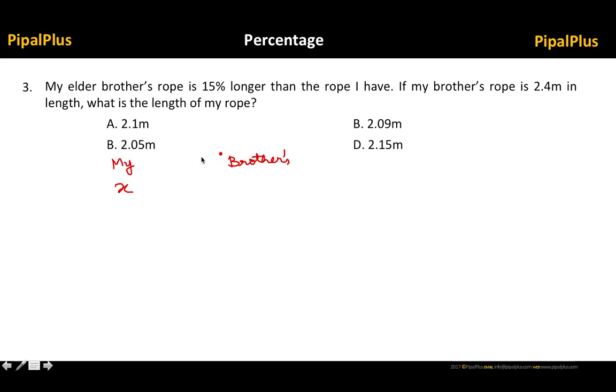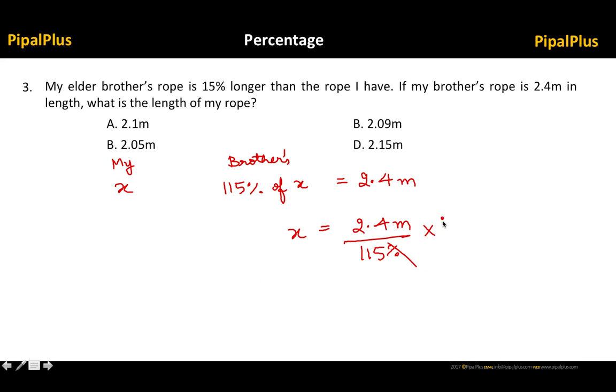And the brother's rope, if mine is X and my brother's rope is 15% longer than mine, then my brother's rope is 115% of X, right? And it is given that my brother's rope's actual length is 2.4 meters. So I equate this to 2.4 meters, right? So now it becomes a straightaway calculation. X is 2.4 meters divided by 115%, and I can replace this percentage symbol by 1 upon 100, right?